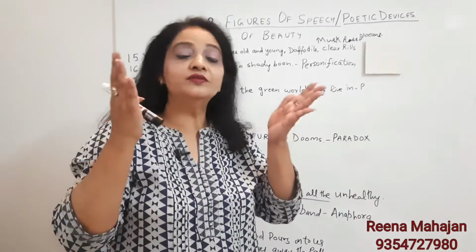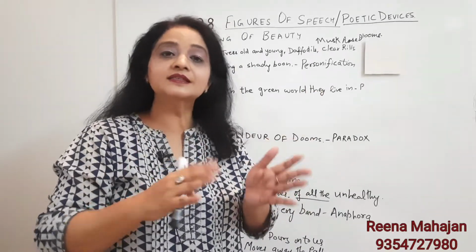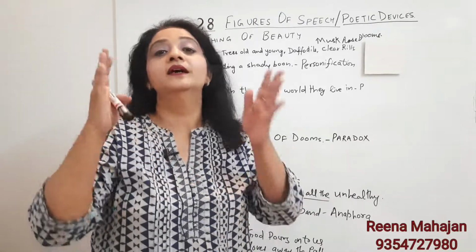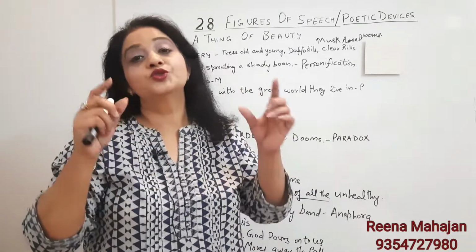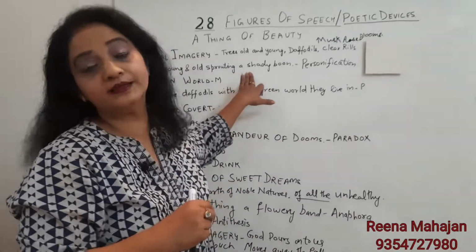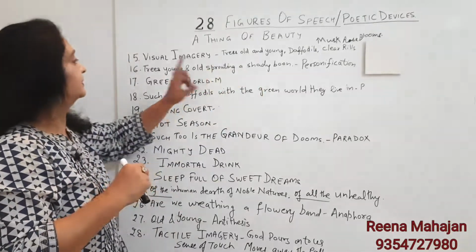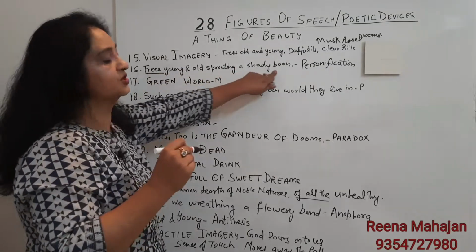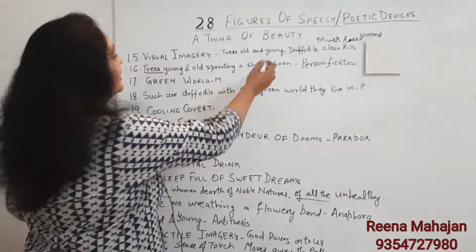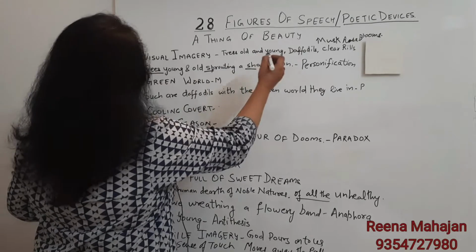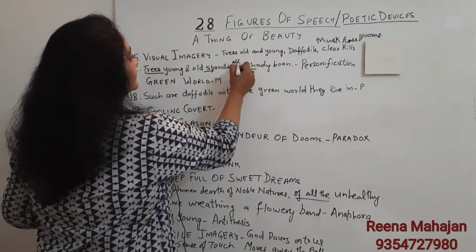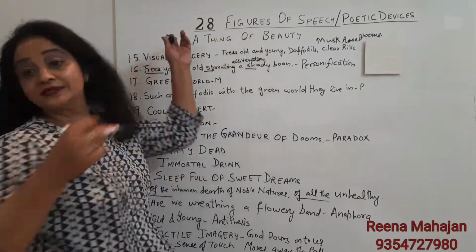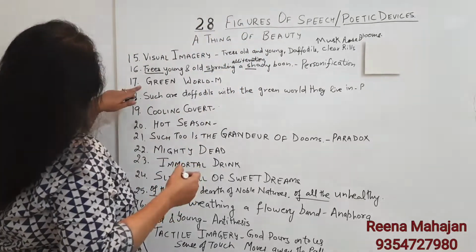Personification is whenever we give a verb that is usually given to living things and now we are giving it to a non-living thing. हम एक verb जो यूजुअली किसको देते हैं लिविंग थिंग्स को, लेकिन यहाँ हम किसको दे रहे हैं ट्रीज को. Trees young and old sprouting a shady boon, right. Sprouting a shady boon is also alliteration. So this comes like 29 figures of speech here.